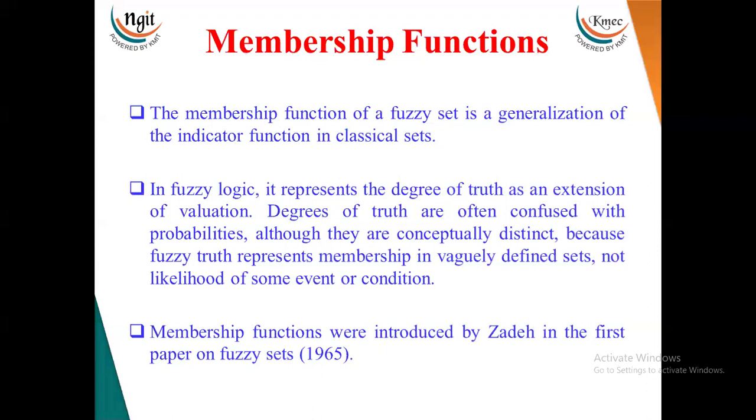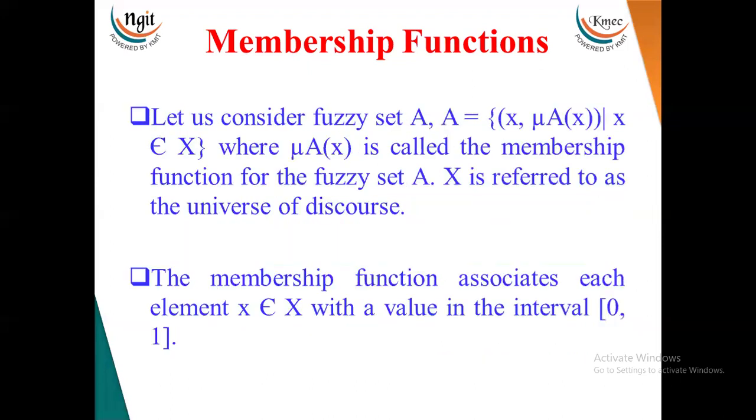In classical sets, we just identify whether the element is even or odd, prime number or not, and directly we can say that. But coming to fuzzy sets, we have to calculate the membership functions. The function which will find out the degree of truth, like how much it belongs to the set, is called the degree of membership, which can be calculated by membership functions. These membership functions were introduced by Zadeh in the year 1965.